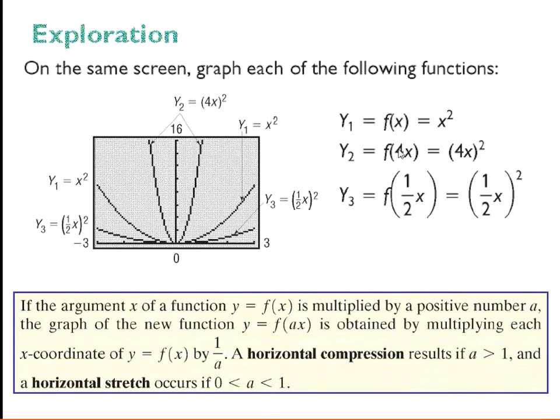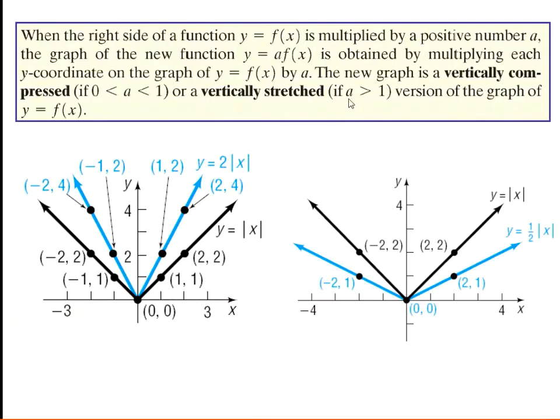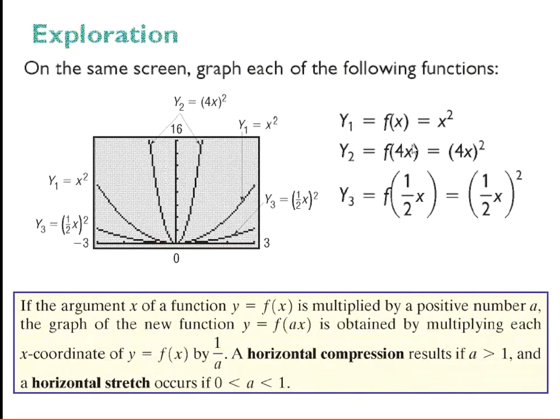When I multiply inside the function, I want you to notice I'm multiplying the x value by a number. So that's what indicates to me a horizontal stretch or compression. In our prior example, I was multiplying the y value, the f of x, by a number. That's outside the function. Here I'm multiplying inside, the x by a number. So that's how I can distinguish between a horizontal compression, where I multiply the x, and a vertical one, where I multiply the y.